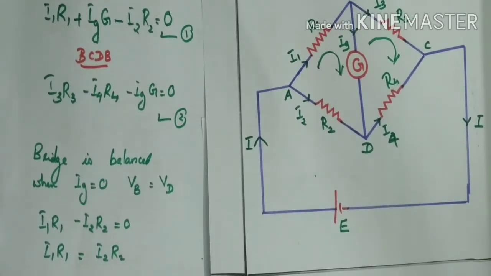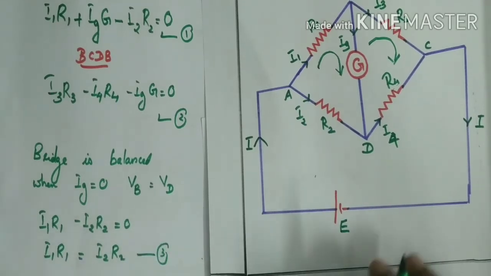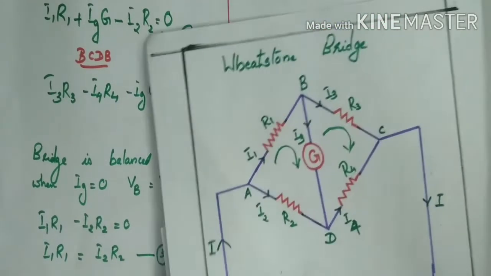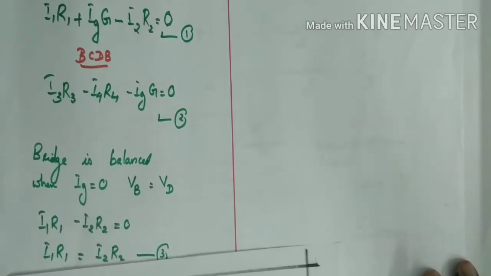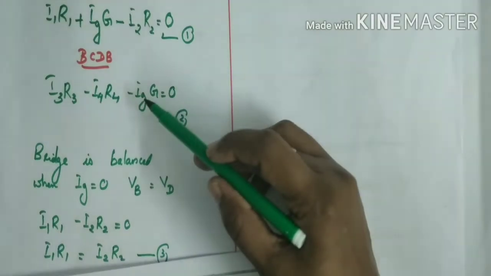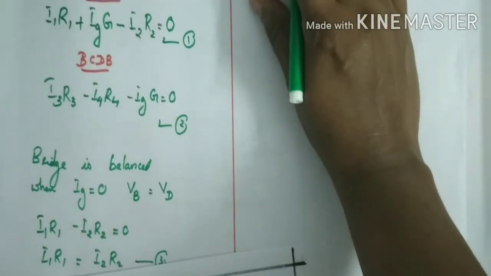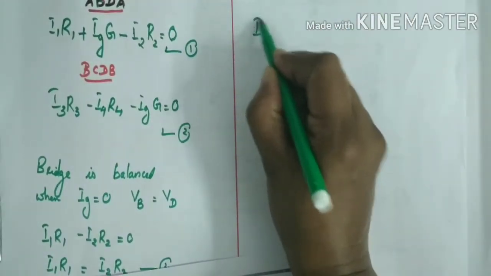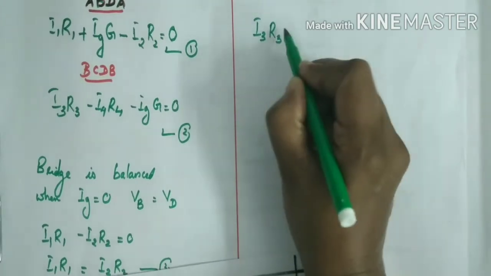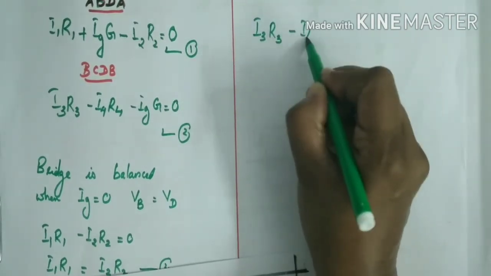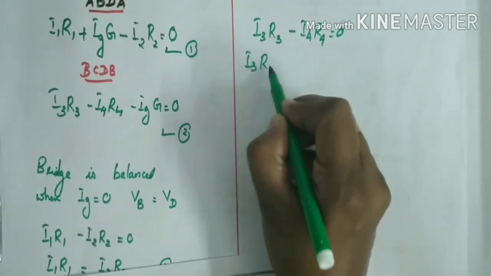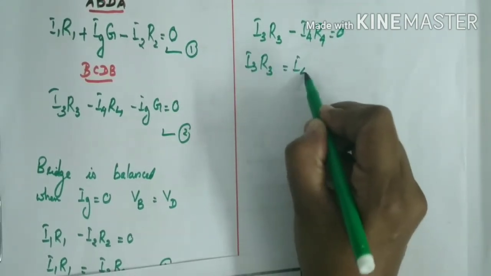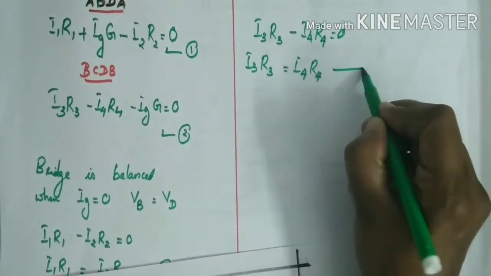I1 R1 is equal to I2 R2. That is the third equation. Now, applying the same balanced condition in the second equation, here also Ig can be taken as 0. So, the second equation becomes I3 R3 minus I4 R4 equal to 0, or I3 R3 equal to I4 R4. That is the fourth equation.